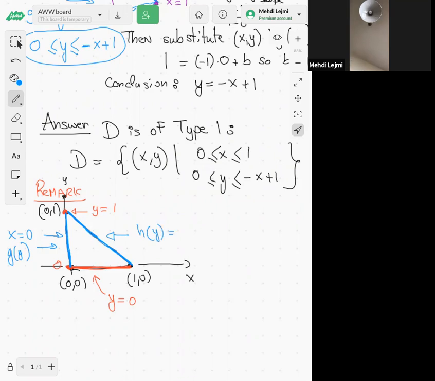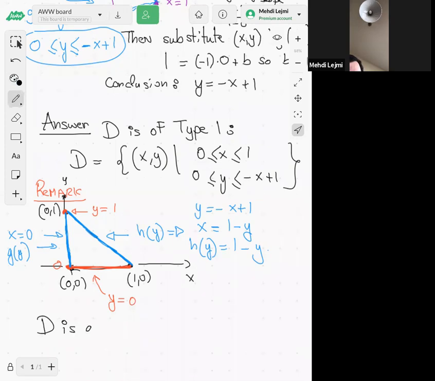So h of y, in this case, is a function of y, right? My x would be equal to, we said y is equal to minus x plus 1, so then x would be equal to 1 minus y. So my function of y here, h of y, is 1 minus y, because here we need a function of y. So h of y is 1 minus y. So absolutely, D is also of type 2.